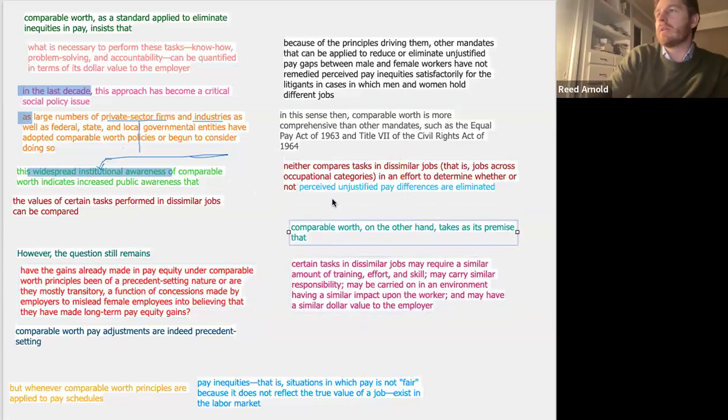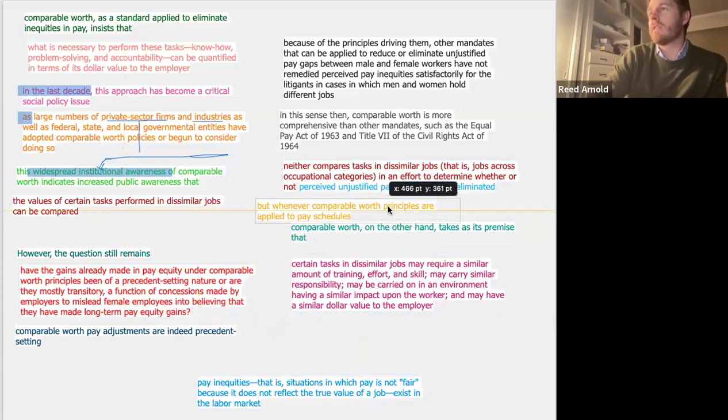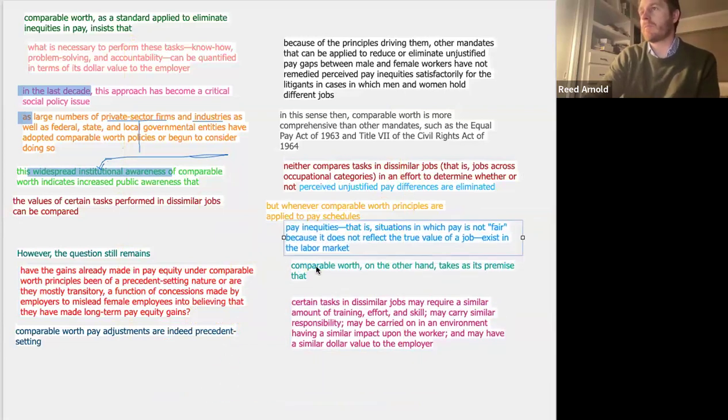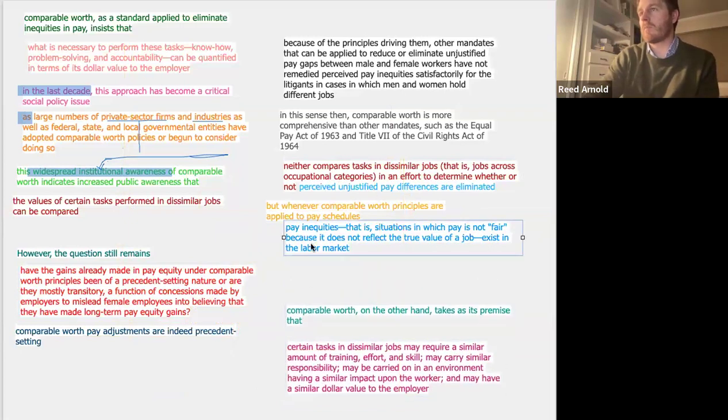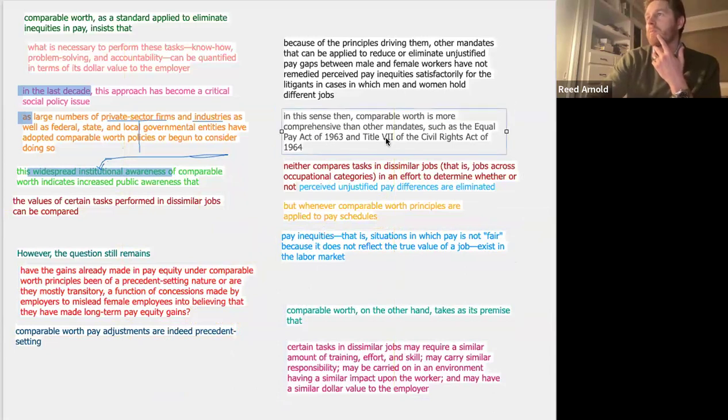Okay. I think this fits after that. Right? Because we have these two things that don't do it right, but when comparable worth comes in, pay inequities, when we apply comparable worth, pay inequities exist in the job market. Whenever applied to pay schedules, pay inequities exist in the job market.